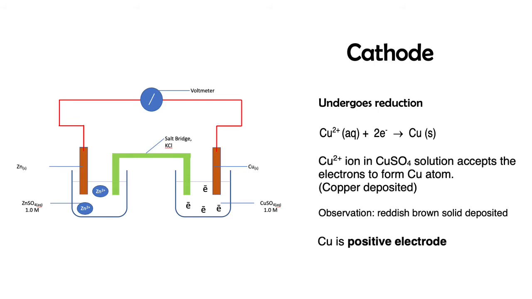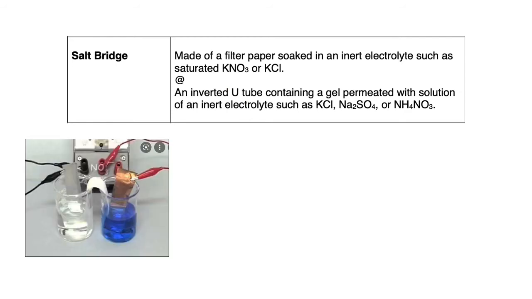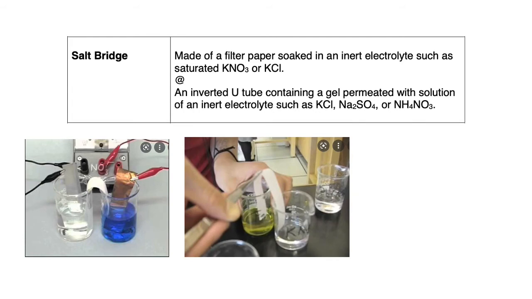Copper becomes positive since it received the electrons from the other cell. Now, like what I said before, this cell will not complete without a salt bridge. Now let's take a look at what a salt bridge is. A salt bridge is made of filtered paper soaked in an inert electrolyte such as potassium nitrate or potassium chloride.